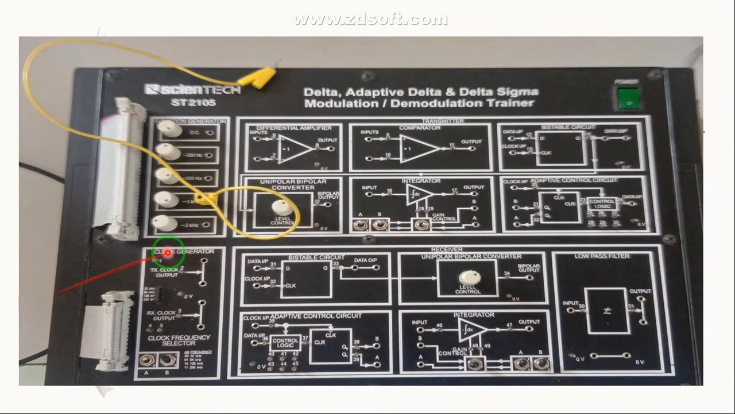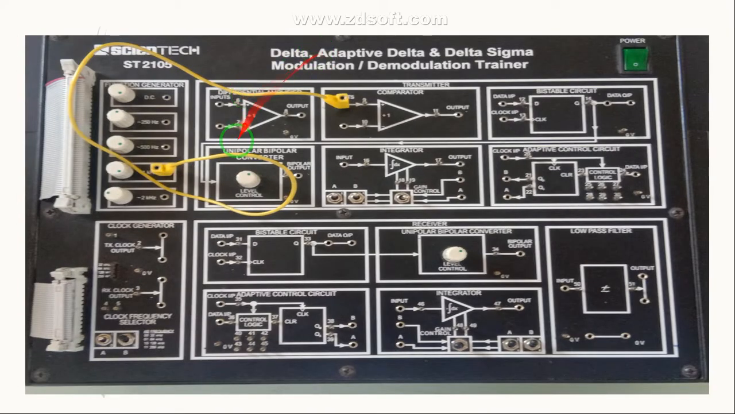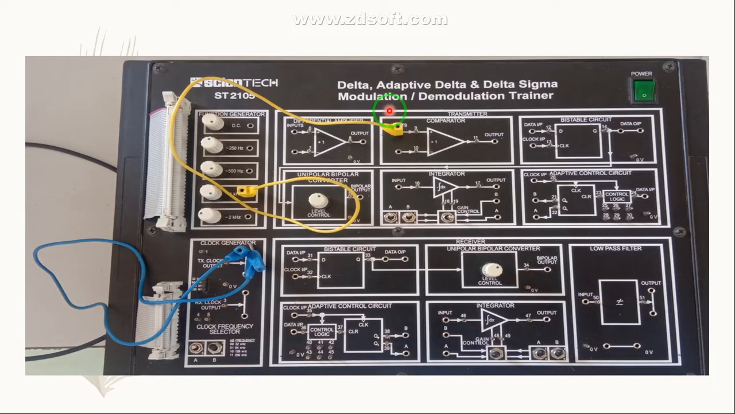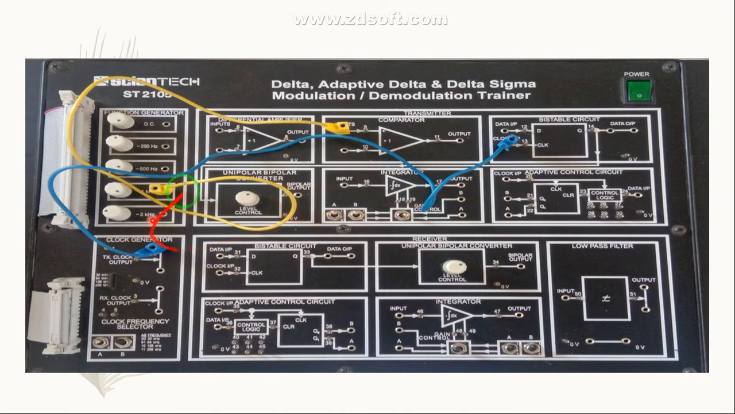Now, this is the input. We have taken the input from the test point, a 1 kilohertz signal. After this, we connect this 1 kilohertz signal to the positive terminal of this comparator. After that, see, this is your transmitter clock generator, which we have to give to the clock input of the bistable circuit. So we have connected this to the clock input of this bistable circuit.